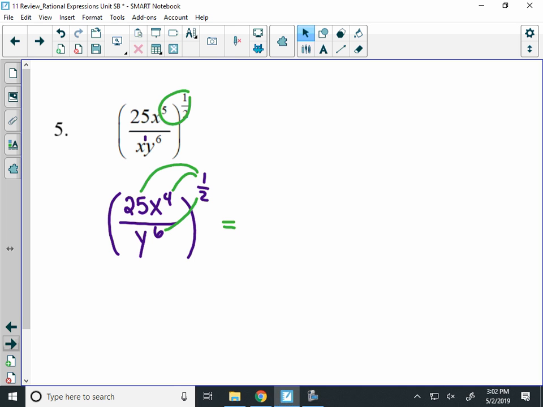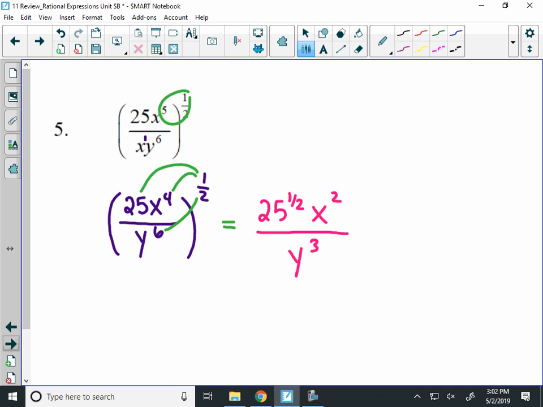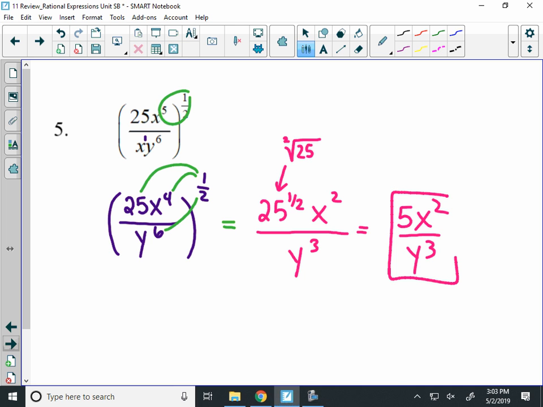All right, so thinking ahead a little bit will help you know whether to simplify first or distribute the exponent first. So I have 25 to the 1/2. X, the 4 times 1/2 is x squared, and the 6 times 1/2 is y cubed. So all we have to do is know that 25 to the 1/2 is the square root of 25, which just equals 5. All right, 5x squared over y cubed is your final answer.